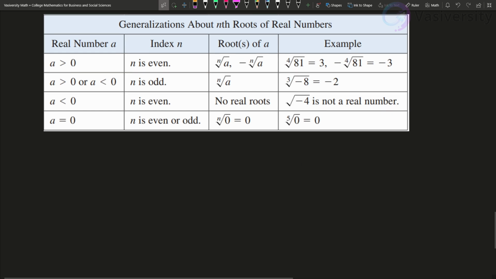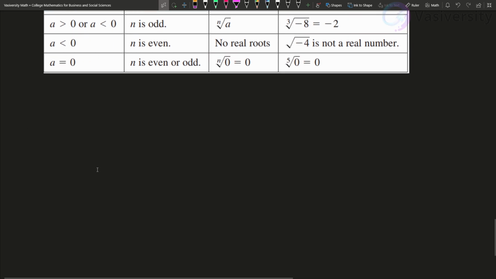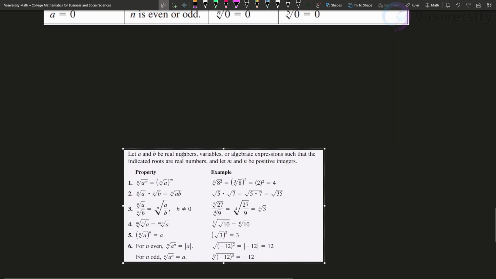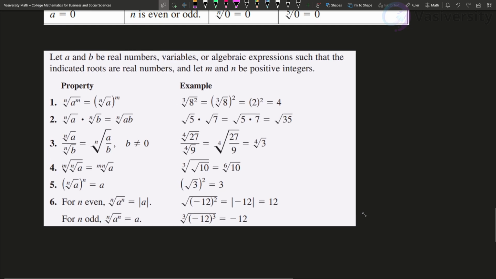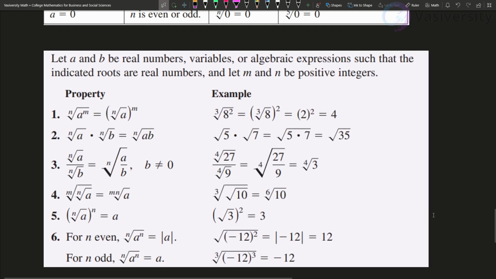Okay, and now let's take a look at some examples and some properties of the radicals. Just as previously, we're going to have the following table. Let a and b be real numbers, variables or algebraic expressions, such that their indicated roots are real numbers, and let m and n be positive integers.